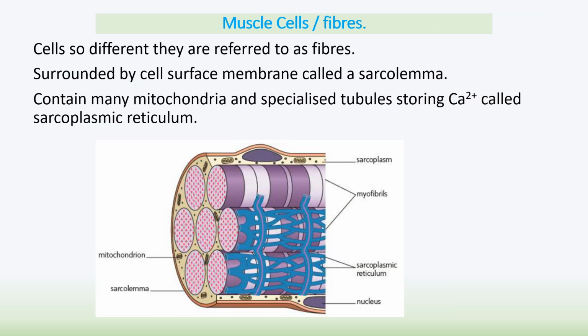Basically, I might call them muscle cells or muscle fibers. Because the cells are very different to other cells, they're often referred to as fibers. They're surrounded by a cell surface membrane called a sarcolemma, so you should be using that word rather than just a membrane. They contain many mitochondria and specialized tubes or tubules that store calcium ions, which we'll come on to later. And instead of being called endoplasmic reticulum, although you'd probably get the mark for that, we should technically call these the sarcoplasmic reticulum.